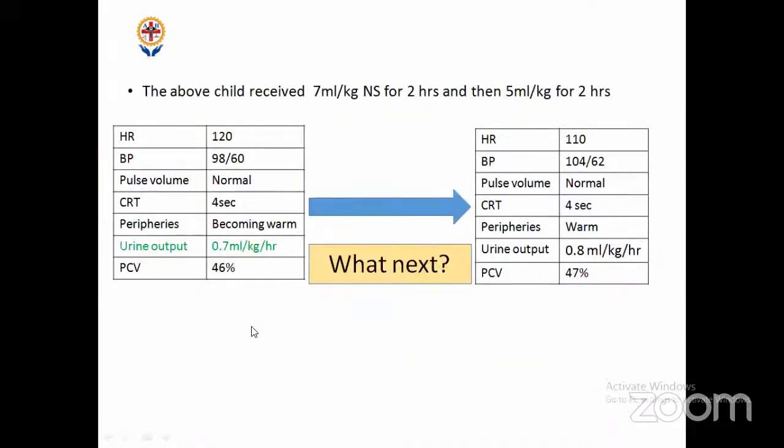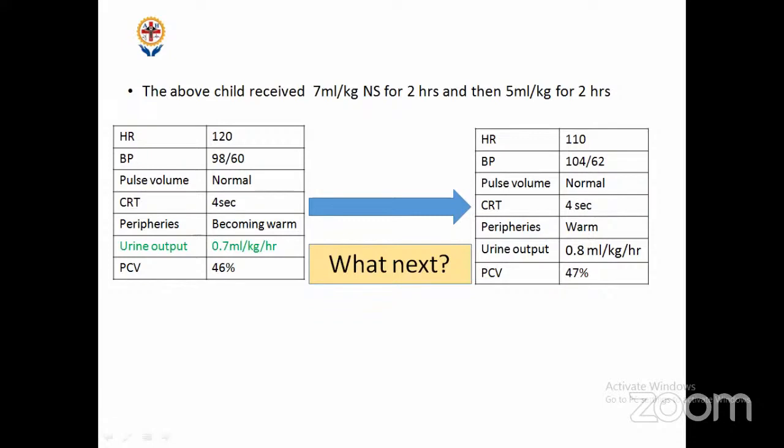So the same child, we drop the fluid to 7 ml per kg and we give it for 2 hours. Then we drop it to 5 ml. As the child is maintaining vitals very well, we drop it to 5 and give it for 2 hours. Then these are the vitals now. Your pulse volume is normal, BP is maintaining, periphery has already become warm, urine output is good, but your PCV went up from 46 to 47.